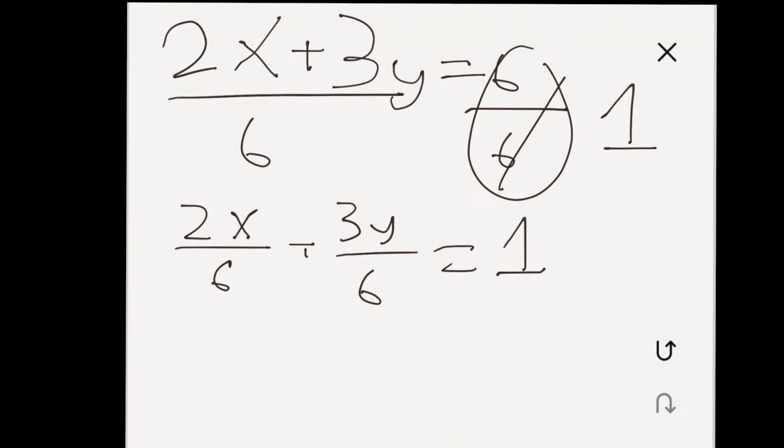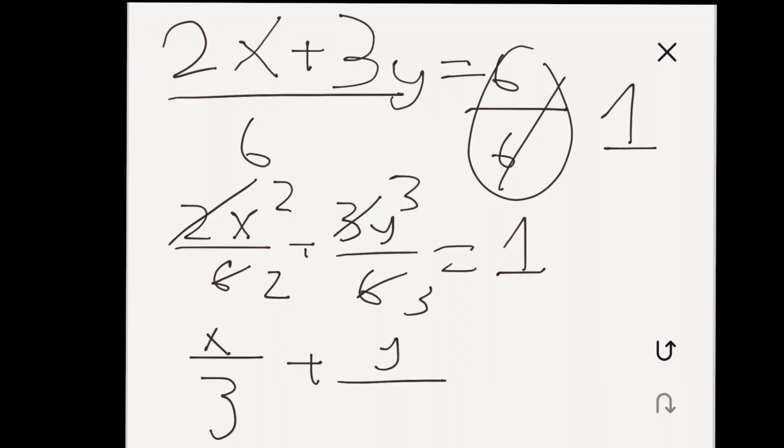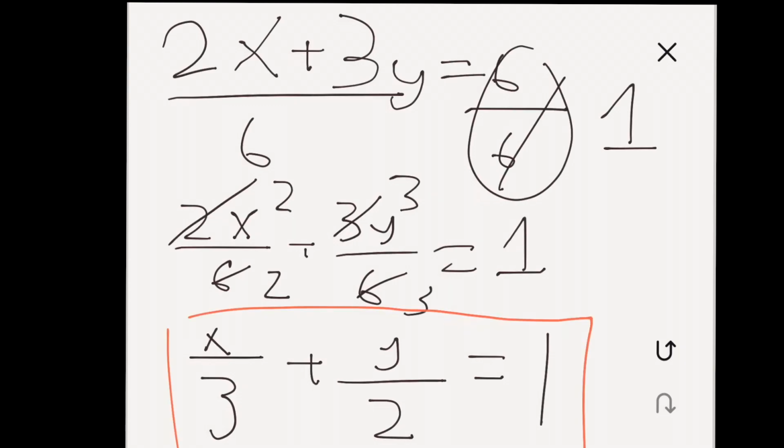is equal to 1. So now we're almost in the form x over a plus y over b is equal to 1. But let's simplify our fractions here. So we can simplify 2x over 6 to get x over 3 plus, and we could simplify 3y over 6 to get y over 2 is equal to 1. Now we have the function 2x plus 3y equals 6 in the form x over a plus y over b equals 1. x over 3 plus y over 2 equals 1.